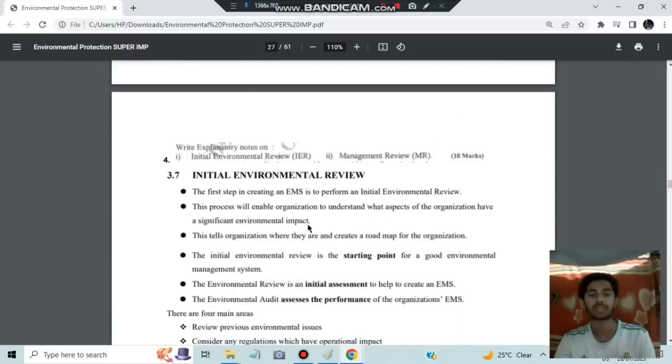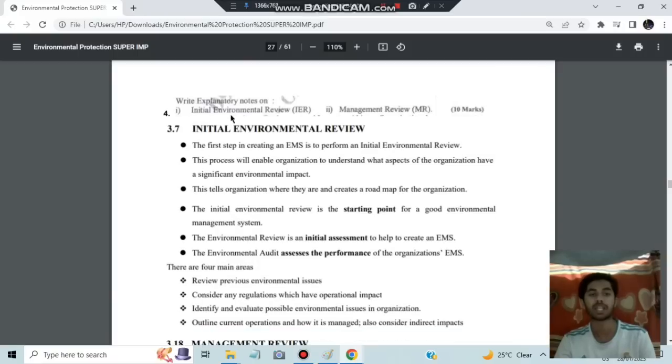Okay. Next, we have: write explanatory notes on initial environment review (IER). Initial environment review is like you're reviewing the environment. Okay, like what is there in the environment and how can you make it better. What system can you come up with so that by following the system you can make it better. So those things are present here.